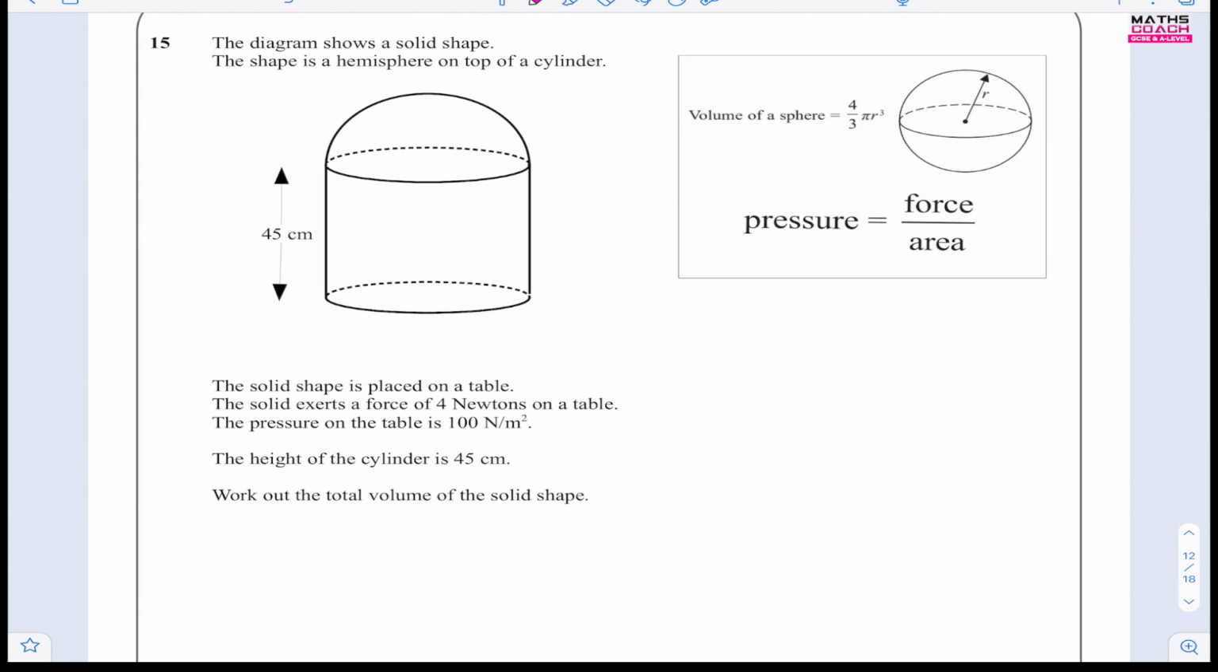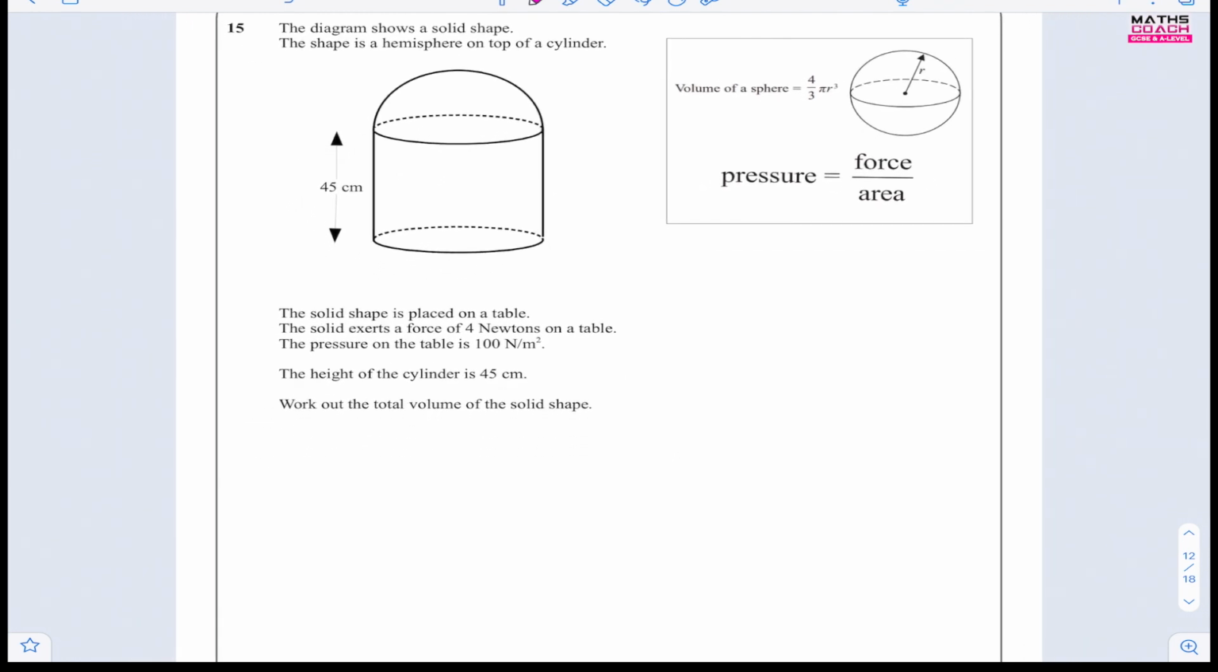And we are given the volume of a sphere and the formula for pressure, which is force over area. Where do we begin with this question? Let's go and zoom out a little bit here so we can have more working space. So we'll begin by finding the total volume of this shape. So the total volume is going to be equal to the hemisphere plus the volume of our cylinder. So the hemisphere is this and our cylinder is this.